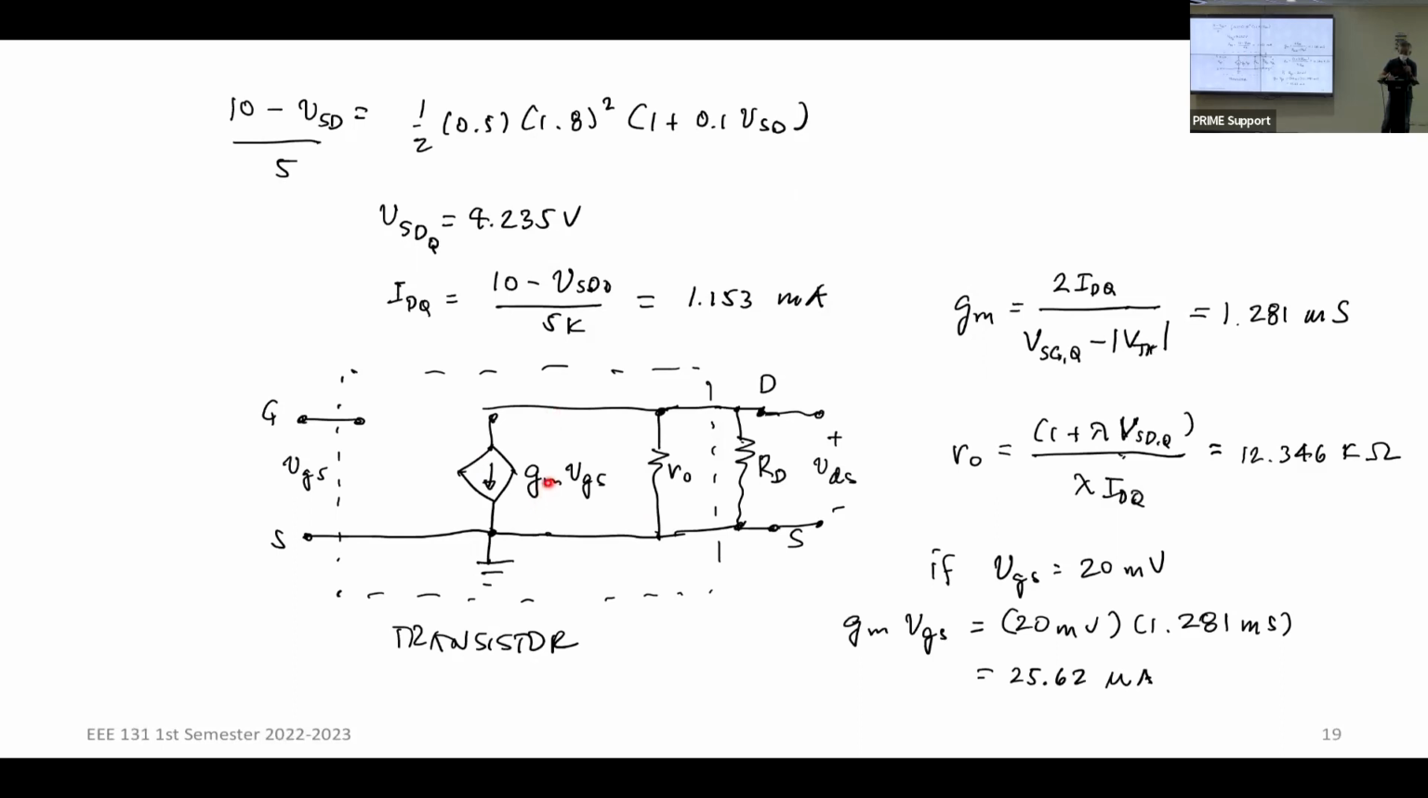Saan magpo-flow yon? No? The current flowing here will just flow across the parallel combination of RO and RD. No? If I get the parallel combination of this, RO in parallel with RD, okay, I'll have to compute that again. Okay, that's 5 plus 12.346. That's 3.56K. That's going to be 3.56K. The parallel combination of RO and R sub D.